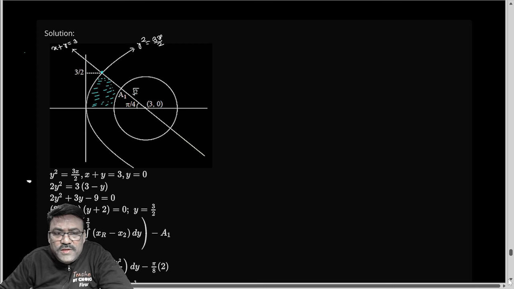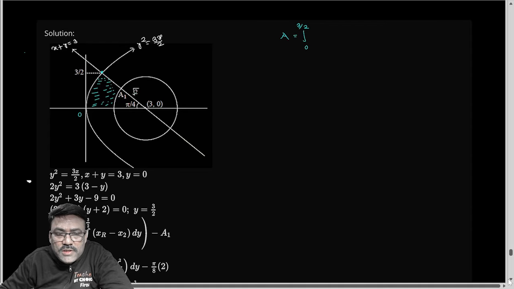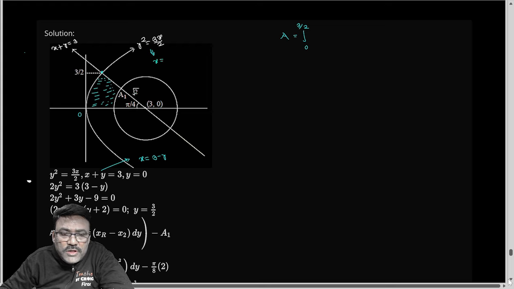So how will you get this area? I am going in vertical direction. This area can be written as, let's go from 0 to 3 by 2, vertical direction. First I am finding the area between the line and the parabola in vertical direction. The line can be written as x is equal to 3 minus y, and this parabola can be written as x is equal to 2y square by 3.